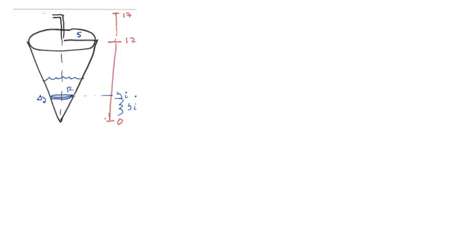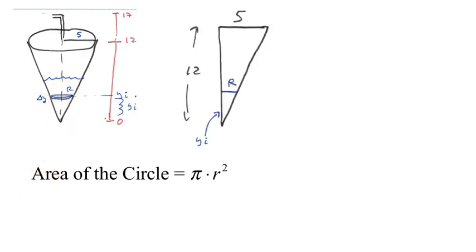So here is our original picture. And again, the area of the circle is pi r squared. But I can actually take a look at some similar triangles. Let's take a look at this. 5 over 12 down, r over y sub i down. So 5 is the radius, 12 is the height, r is the radius, y sub i is the height. So I can set up similar triangles. 5 is to 12 as r is to y sub i. So as y changes, the radius changes. The similar triangles enable us to do this analysis.